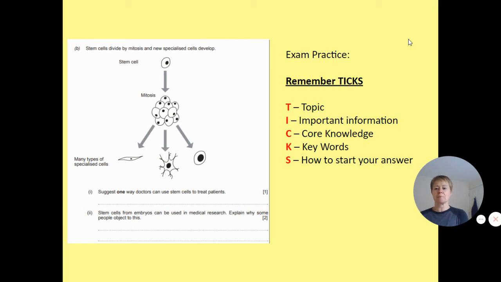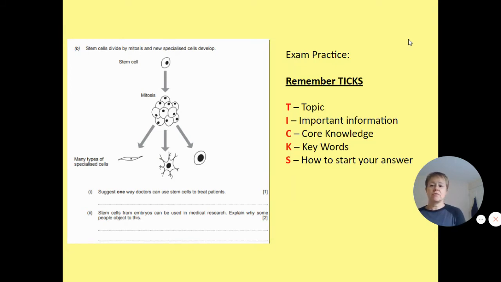Okay, we're going to have a look at an exam question now. So remember, with exam questions, use your TICS formula to help you structure your thinking. So when you read an exam question, think about the topic. Well, it's stem cells and cell division. Think just in your head, think through the important information you've learned about this topic and your core knowledge. It's worth thinking about the keywords you might want to use answering this sort of question. And then the next stage is how to start your answer. So you can just jot your answers down to this.